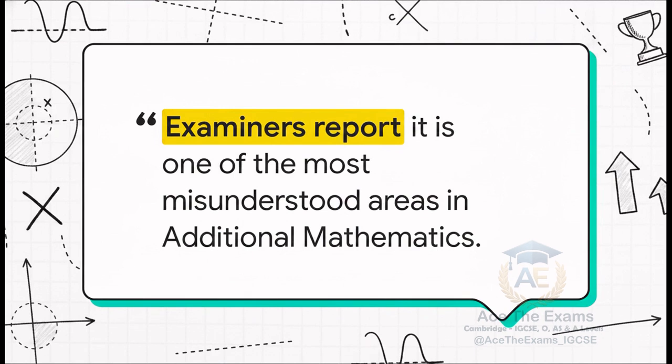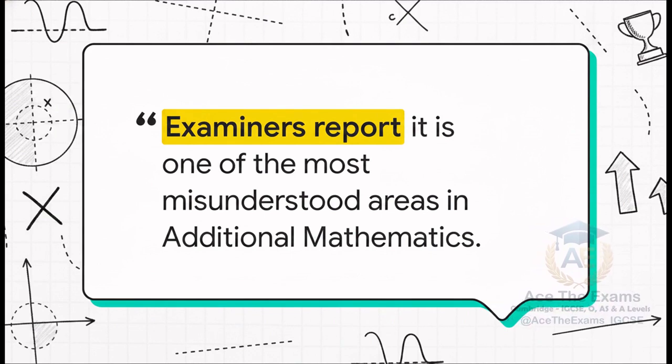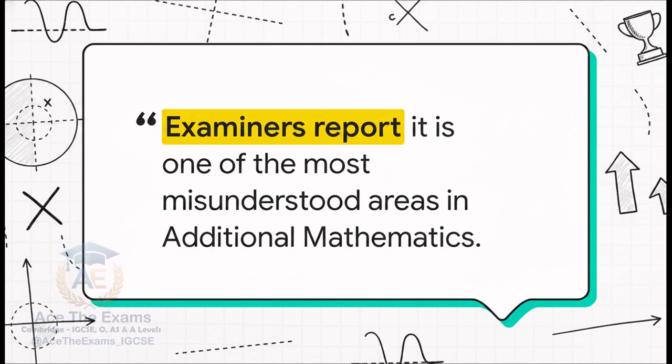Look at this incredible quote straight from a senior Cambridge examiner. They literally put this in writing. "Examiners report that solving trigonometric equations for given domains is one of the most misunderstood areas. Let's fix that right now." Wow, okay, that is a massive, flashing neon signal for us. When examiners tell us point blank exactly where thousands of students are dropping marks, that's our golden opportunity, right there.